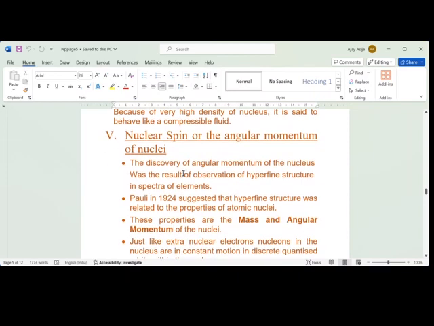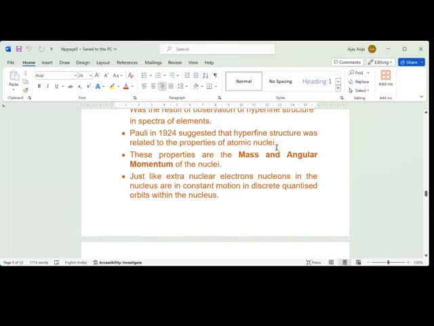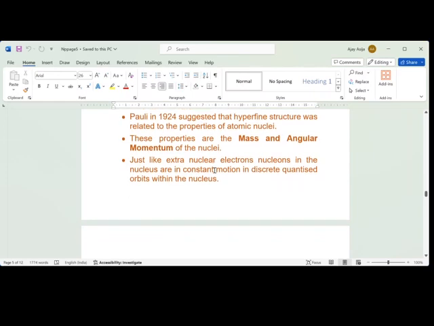Now let us move to the next property, that is nuclear spin or angular momentum of nuclei. The discovery of angular momentum of the nucleus was the result of observation of hyperfine structure in the spectra of elements. Pauli in 1924 suggested that hyperfine structure was related to the properties of atomic nuclei. These properties are mass and angular momentum of the nuclei.